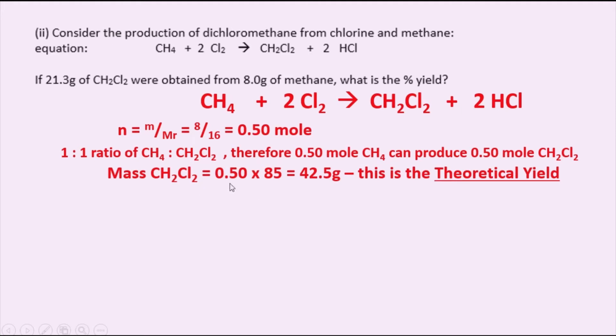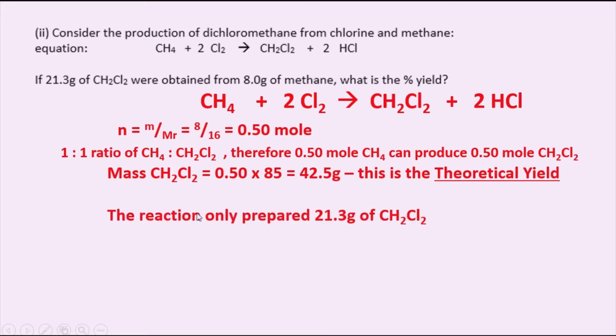Let's get the mass of that: multiply the 0.5 moles by the Mr of this, so 12 and 2 times 35.5 is 85, and that gives us 42.5. Now, theoretically, that's how much we should have got. We should have got 42.5. What the question tells us is we only got 21.3.